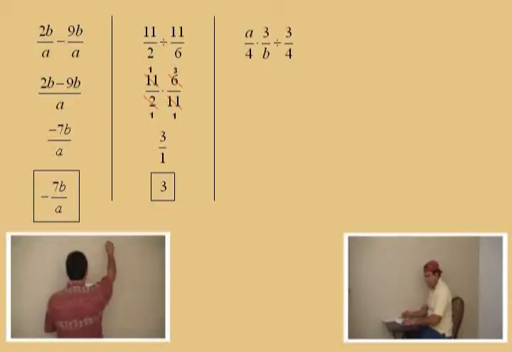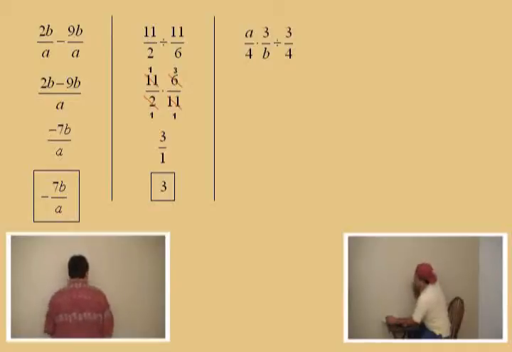A over 4 times 3 over b divided by 3/4. Okay, Charlie, what do we do first? What does order of operations say to do? Multiplication. Okay, multiplication and divisions we do at the same time working left to right. So we must do that multiplication first.